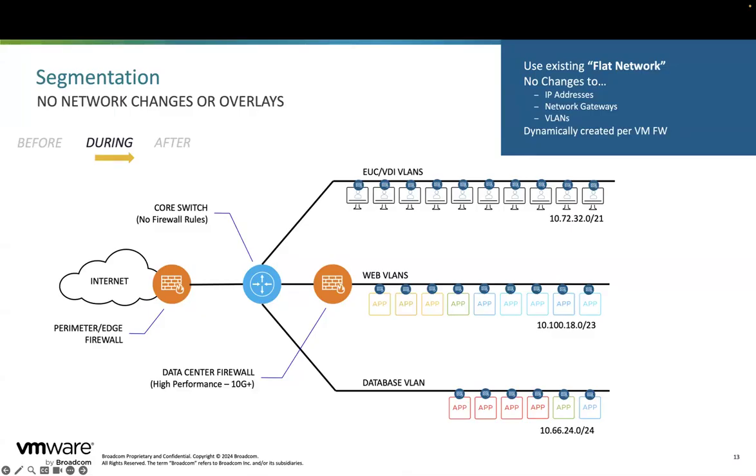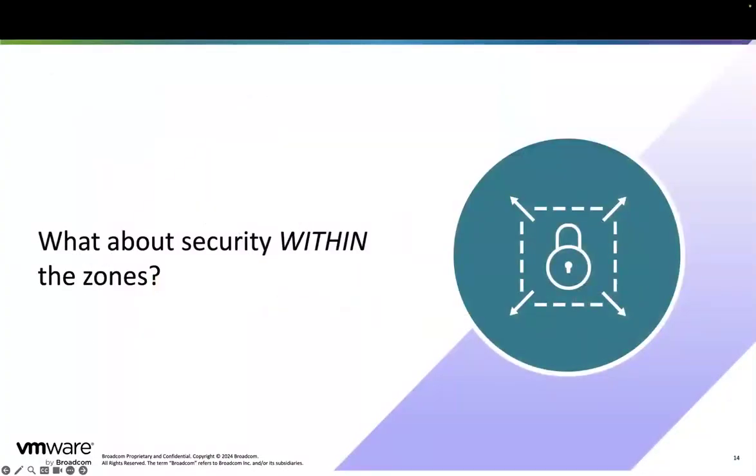What's great about this, as you'll notice at the top, is that in order to implement this, there are no network changes that need to be made. You do not have to use overlay networking with VCF's networking components. There are no changes to IP addresses, no changes to the gateways, no changes to your VLANs, and yet we're introducing a layer of security that is unique and very powerful. And what we're really doing here is giving security within a zone.